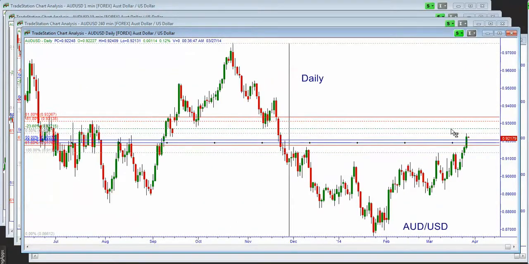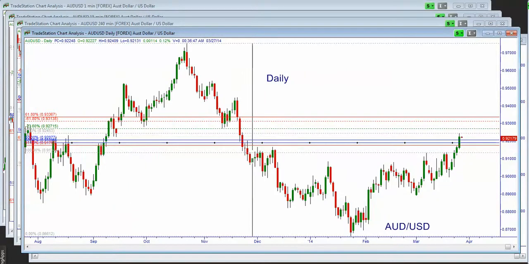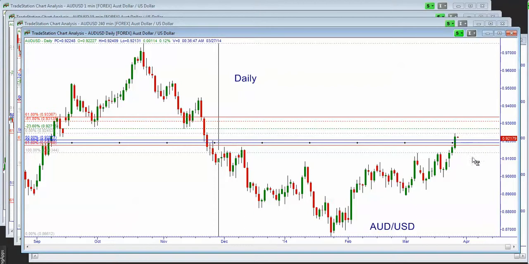But be very careful with new longs here. Actually, you should not take new longs here because this market is also within this area of resistance, a very big weekly resistance area here.